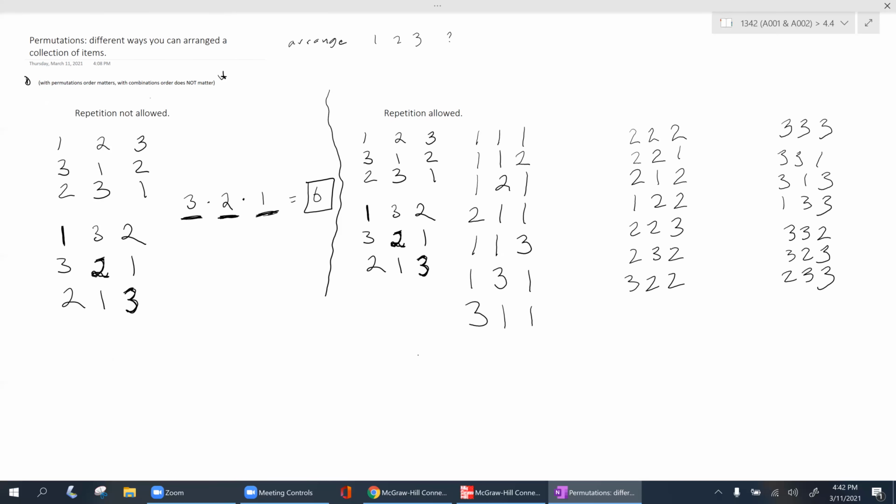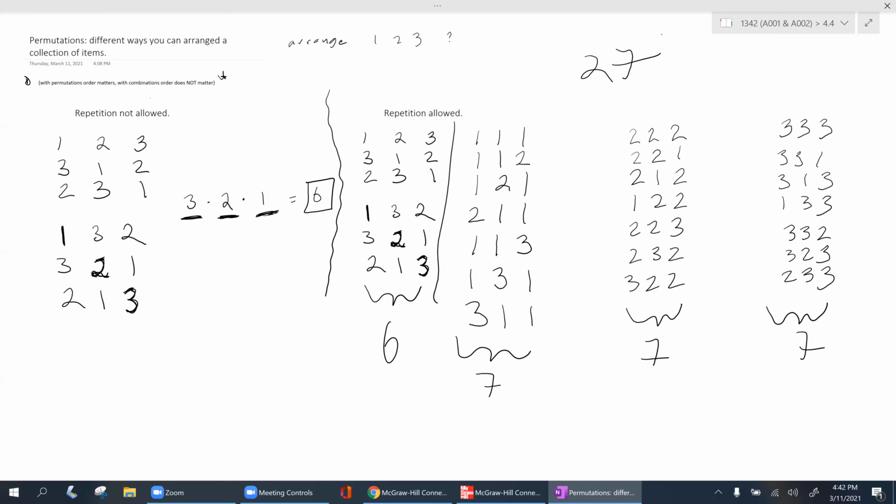Okay, so let's go back to the repetition allowed. This one here had 6 in total. That column had 6. This here had 3, 4, 5, 6, 7. That had 7. 7 as well. 21 plus 6 gives me a total of 27 ways you can arrange these items if repetition is allowed.